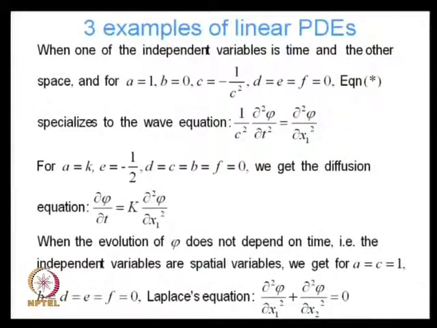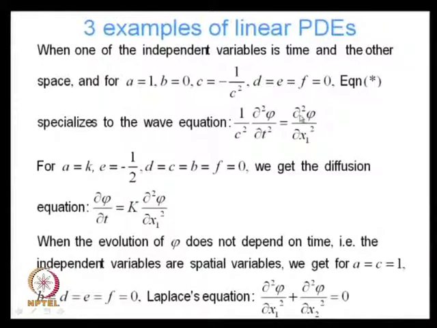You can see here we have independent variables t and x, time and spatial dimension. When the evolution of phi does not depend on time, that is, the independent variables are spatial variables, we get, for A equal to C equal to 1 and B equal to D equal to F equal to 0, Laplace's equation. Laplace's equation is nothing but the wave equation if I ignore the transient term.